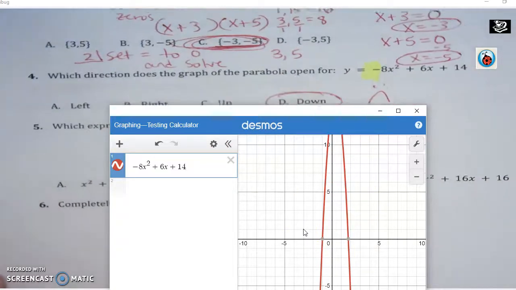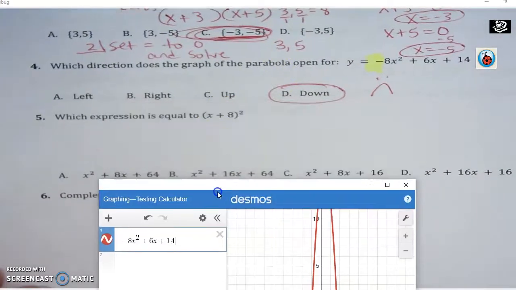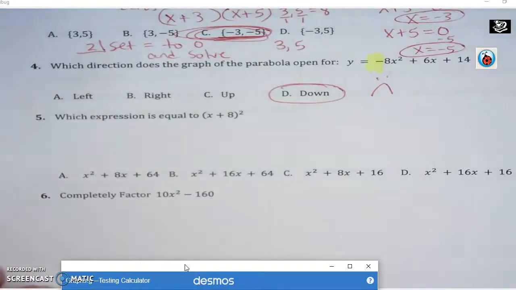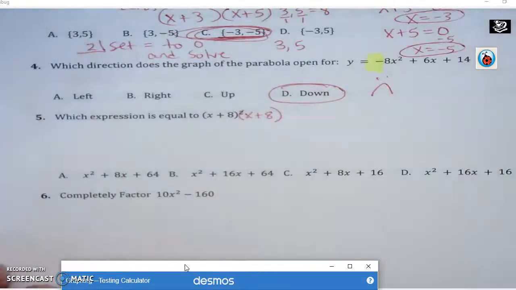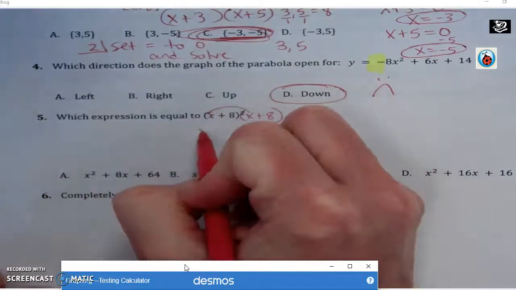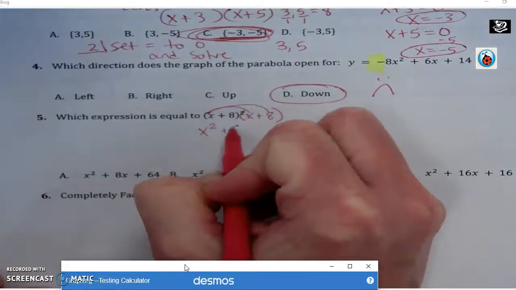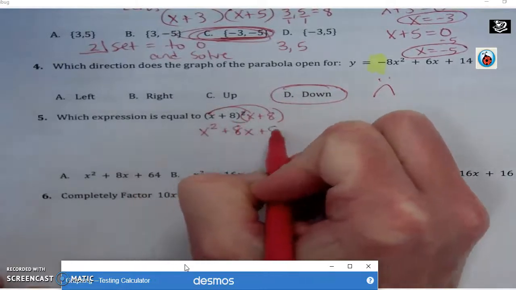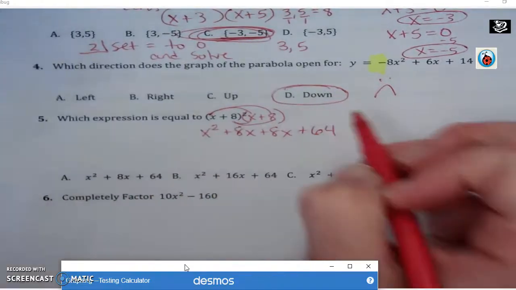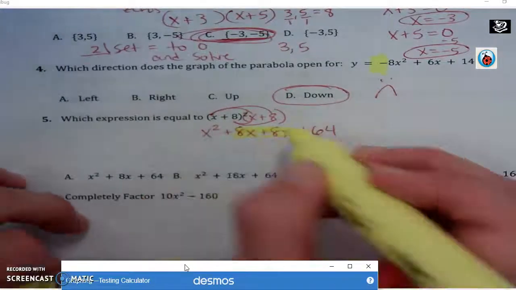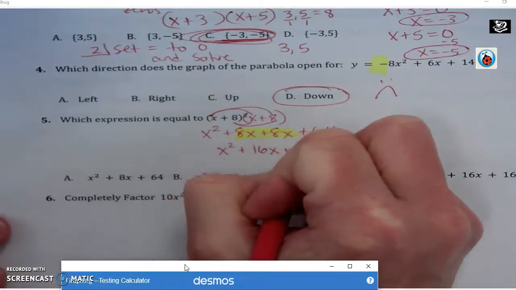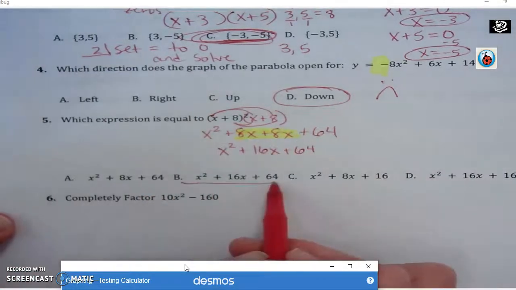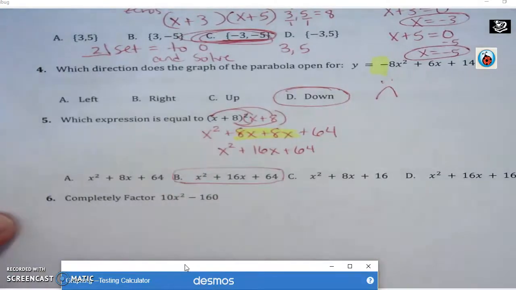It opens down. Okay. Number 5, which expression is equal to x plus 8 squared? Remember, squared means to write it twice. So I have x plus 8 times x plus 8, and then I'm going to lobster claw it. X times x is x squared. X times 8 is 8x. 8 times x is 8x. 8 times 8 is 64. And then you combine like terms. So then you have x squared plus 16x plus 64, which is b.